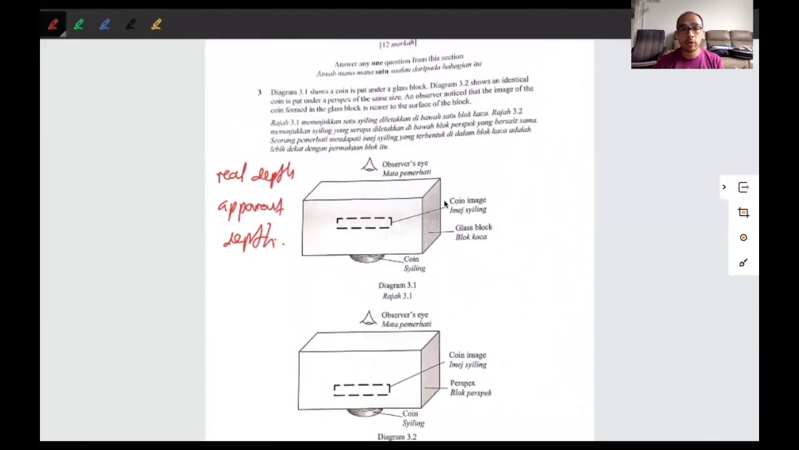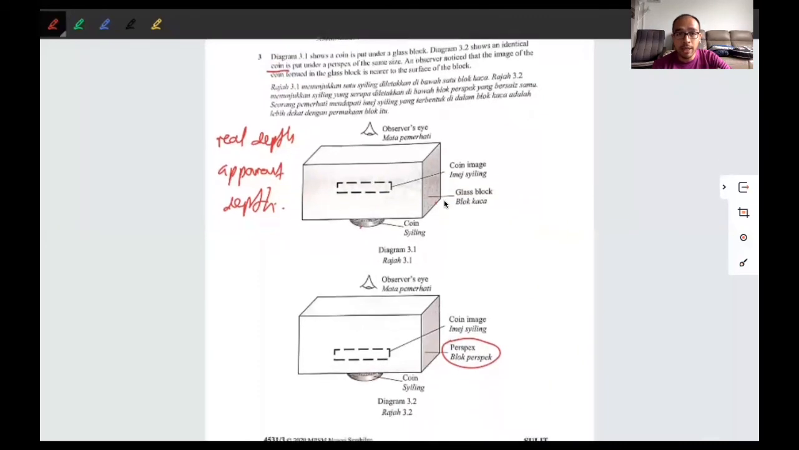So real depth. So take a look at this. Diagram 3.1 shows a coin in a glass, under a glass block. So the glass block is over here. Diagram 3.2, same coin, but this is perspex. Different material. Now the observer notices that the image of the coin in the glass block is nearer compared to the perspex.